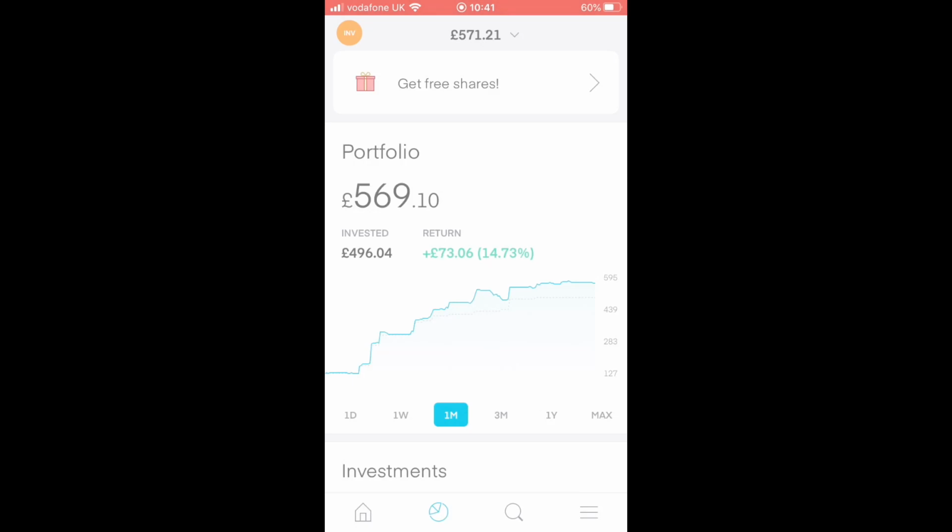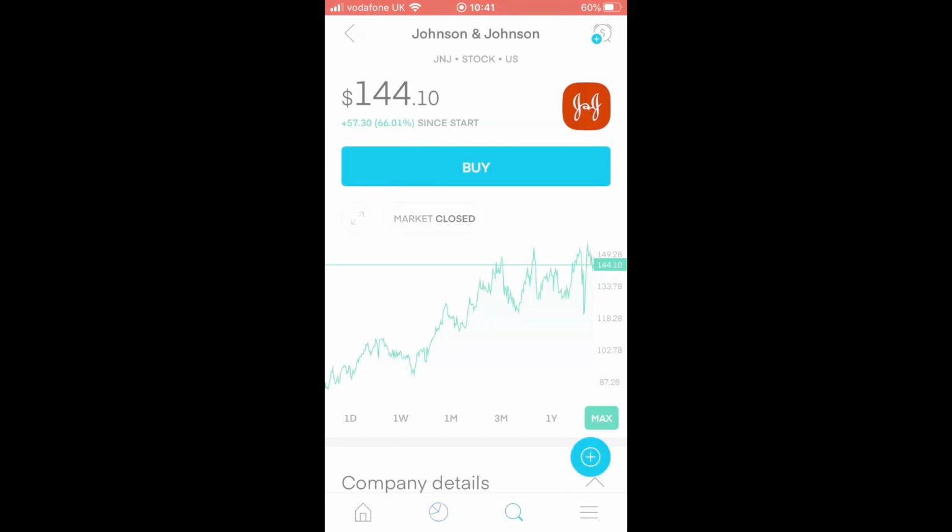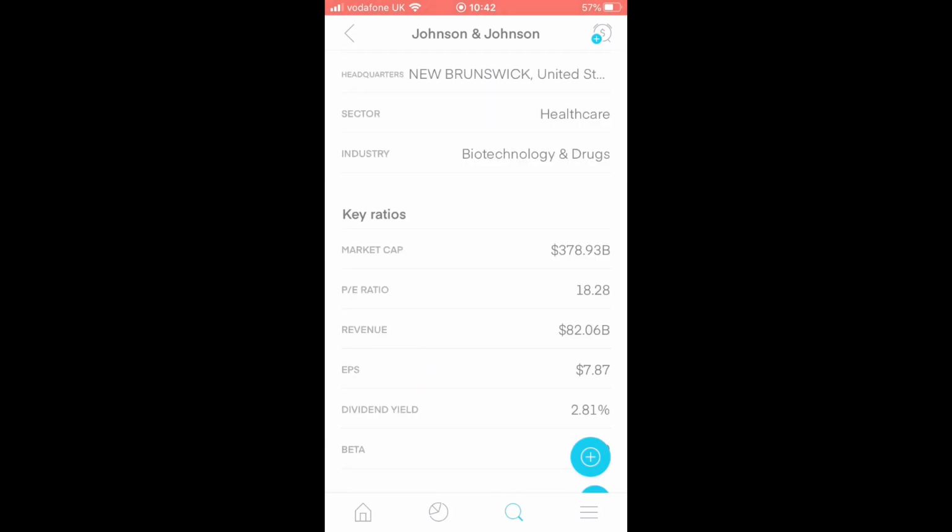Because of this, and following the research I've done into the companies, I'm going to invest in two of the pharmaceutical giants today, with Johnson & Johnson and Astrazeneca. Now, if we take a look at Johnson & Johnson, you'll be able to see that they're currently valued at around $144 per share. You'll also be able to see that this company's steadily increased in value over time, which is a good sign. And the dividend yield is around 2.81% per year.